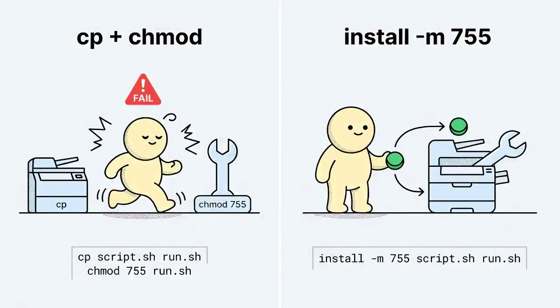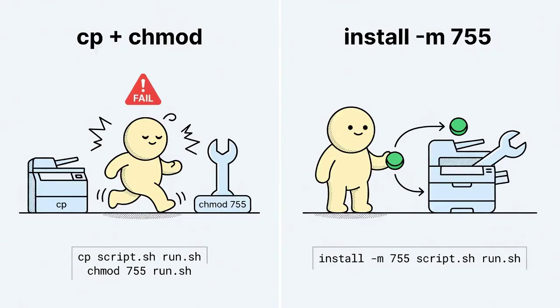Compare cp and install side by side. cp script.sh run.sh just dumps the bits. The new file inherits your mask and lands non-executable. To make it runnable, you need a second command. chmod 755 run.sh. That's two file system events, two chances for something to go wrong.